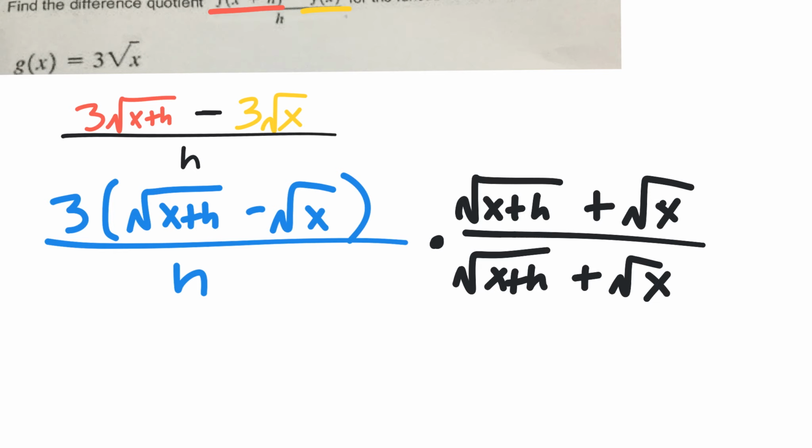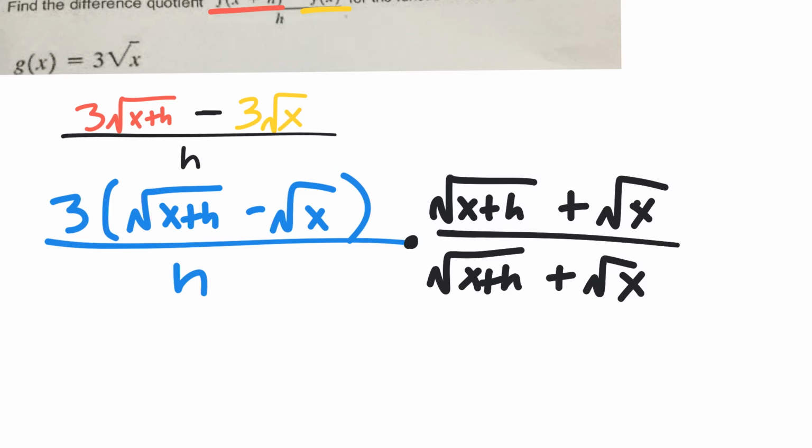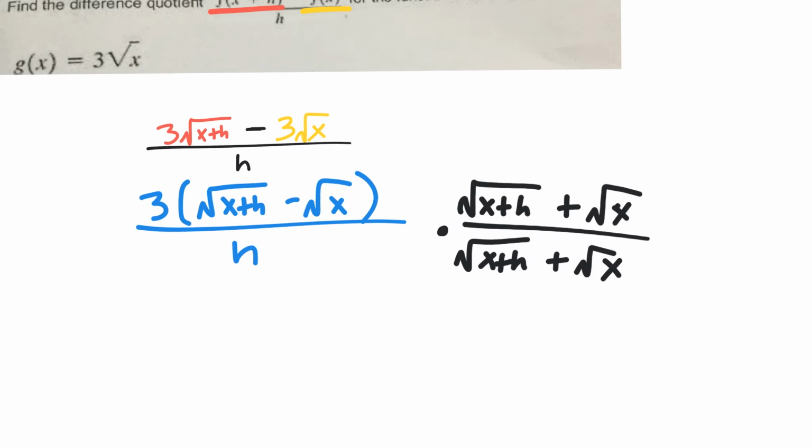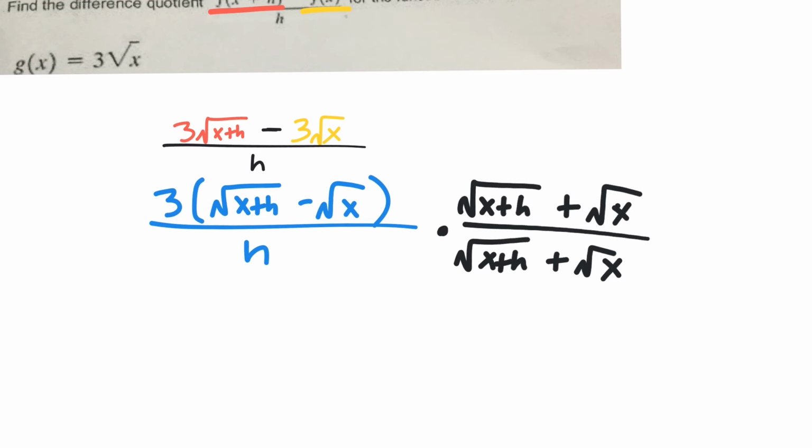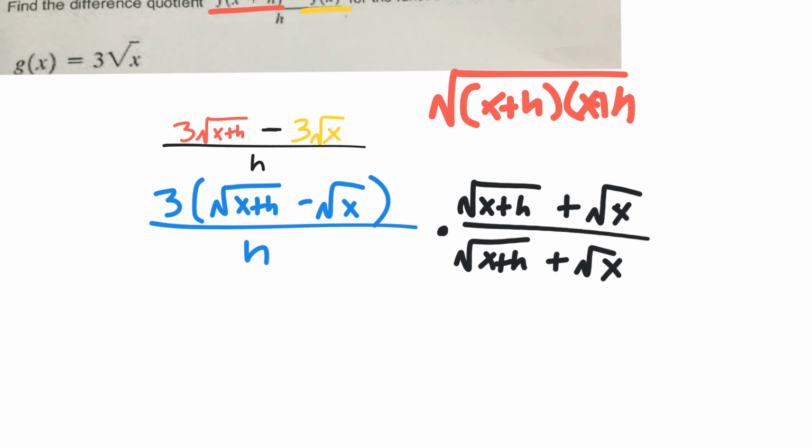So what happens when I multiply in the numerator? Square root of x plus h times square root of x plus h is going to give me just x plus h, because those radicals cancel each other out. Let me just make sure we understand what's happening. Square root of x plus h times square root of x plus h. You don't have to write this down. I just want you to think. That's going to be the square root of what goes underneath: x plus h times x plus h.